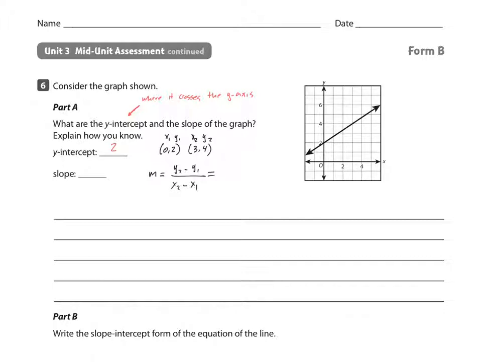I'm going to plug in the numbers. 4 minus 2 divided by 3 minus 0, and that gives you 2 divided by 3. That's your slope, 2 out of 3. And your explanation, how you know it, you use the slope formula. That's all you need.